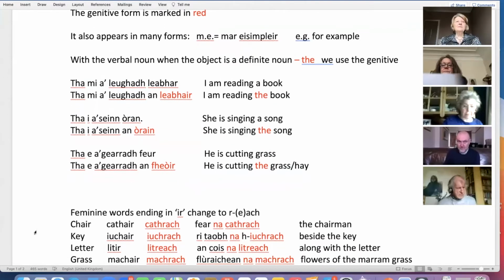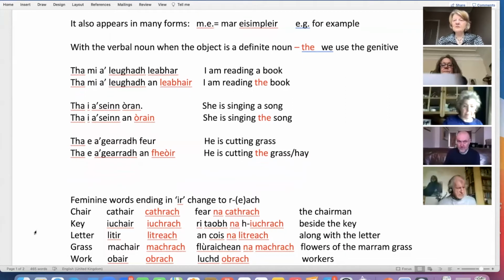Ha e gearradh feur, he is cutting grass. Ha e gearradh an fheoir, feur becomes feoir, and an fheoir is the grass. So he is cutting the grass. So now when you look up a noun in your dictionary, look for the noun and the next word that you see will be the genitive case. The following word will be the nominative plural.